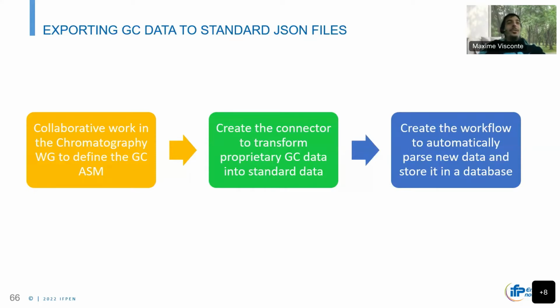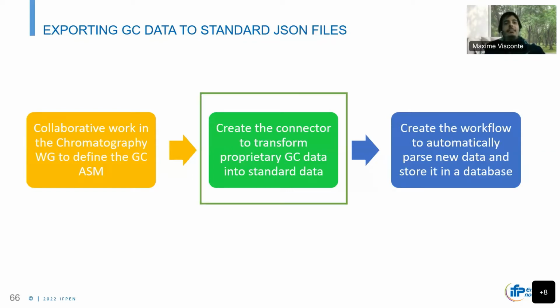The workflow to do this, basically in the chromatography work group or any modeling work group, is to define a simple model. For the GC model, a graph model existed for ADF, but a simple model did not exist. So we worked together with the chromatography working group led by Ben to create a connector to take some GC data into an ASM, then parse the data and store it in the database. The focus today is going to be on the engine creating the connector and transforming the GC data.